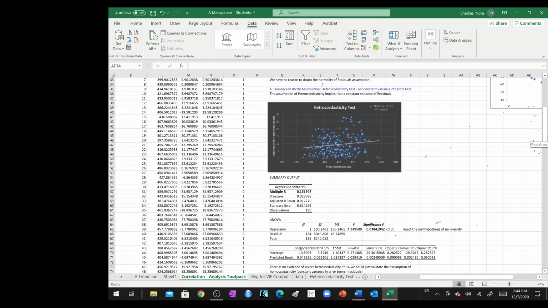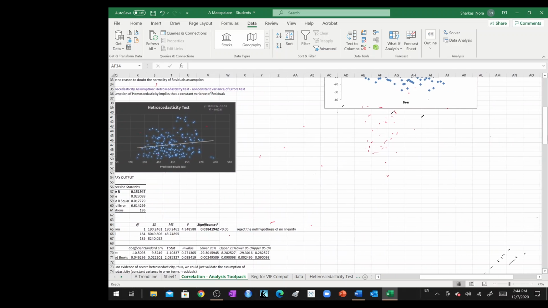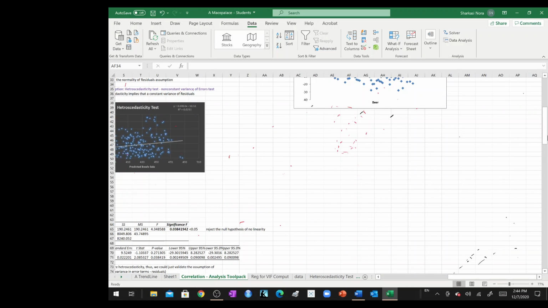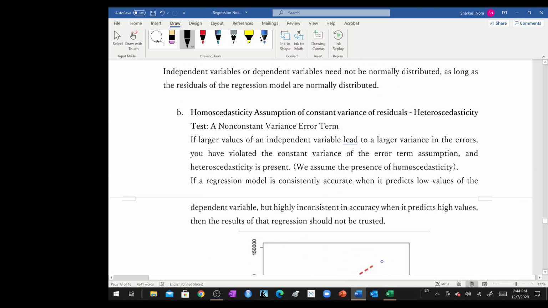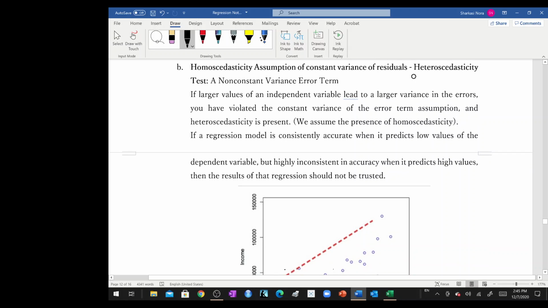Now the second assumption, guys, is the homoscedasticity assumption. Homoscedasticity is the assumption that the variance of the error term is constant. What does that mean? And what is heteroskedasticity? Let me explain first the difference between homo and hetero. Let me move into our notes. The homoscedasticity assumption of constant variance of residuals is not to be confused with the heteroskedasticity test. Heteroskedasticity is a test. Homoscedasticity is an assumption.